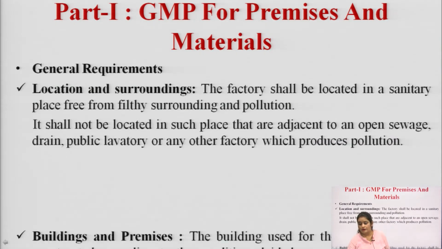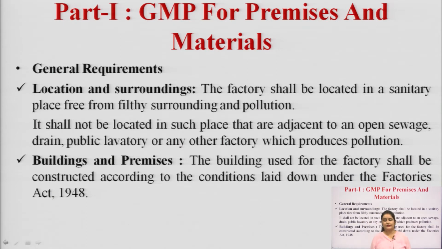So, good manufacturing practices has 2 parts. Here we will discuss part 1. Part 1 consists of good manufacturing practices for premises and for materials. What are the general requirements for setting up pharmaceutical industries? Here we discuss the various general requirements which are needed for the smooth running of pharmaceutical industries.